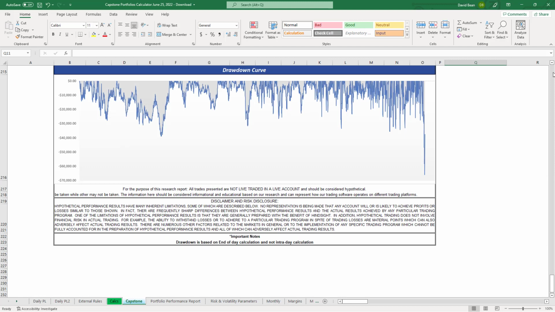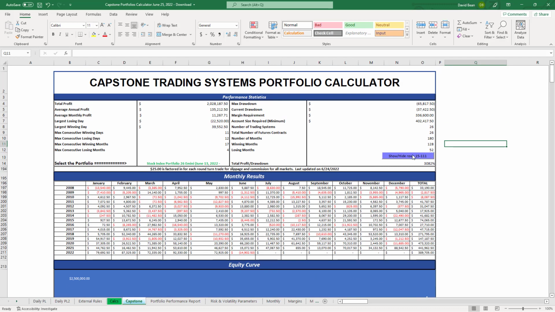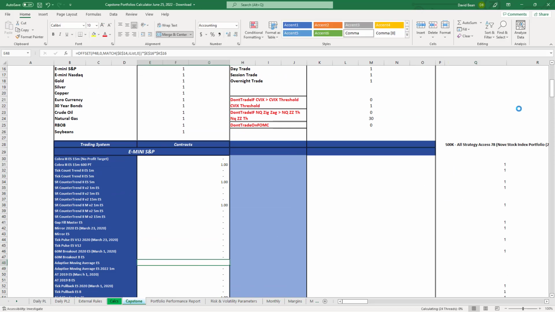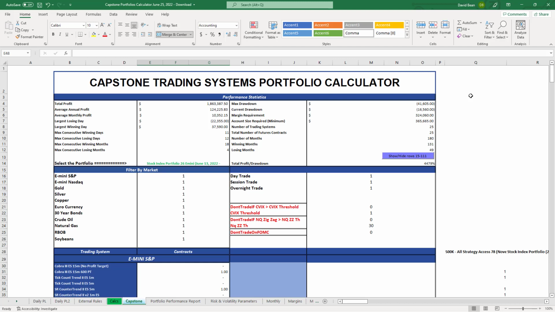So one of the things that I've noticed in this portfolio is that adaptive moving average made a huge difference. And so if we remove adaptive moving average, we reduce that drawdown. It's been one of our biggest winners. So it's a double-edged sword. Adaptive moving average, very aggressive strategy. So if we remove adaptive moving average, that worst case drawdown goes from 65 to 41.